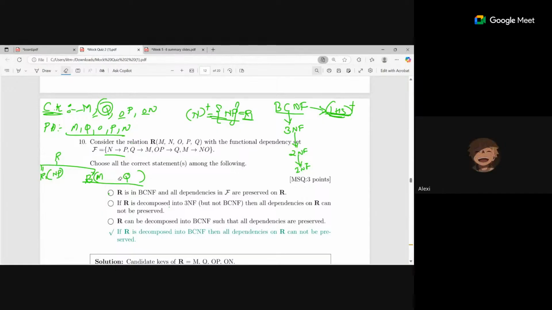N is already there. Sorry. First I will write MOQ. So this is better. Now we need to add either N or P. If I add P here, but if I take a closure of P, I am not getting R1 or R2, right? So we need to add N here to get R1 intersection R2 N. So we have a common attribute because N is basically the key of R1. So we can now join this table to get my relation R back.